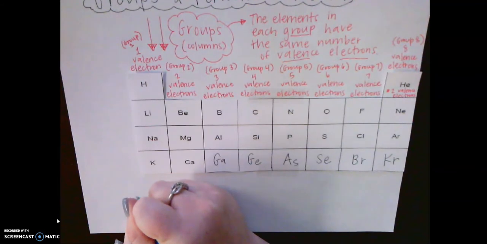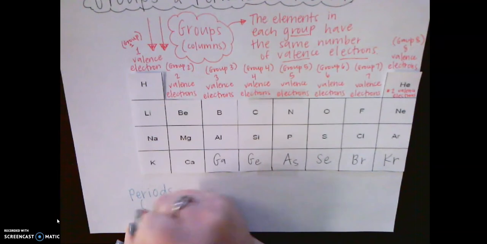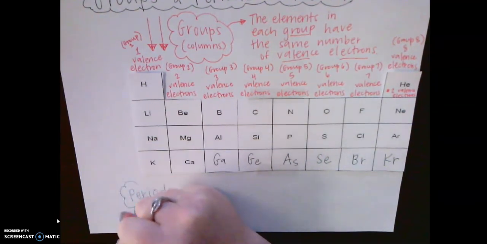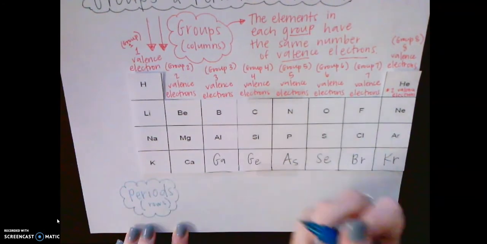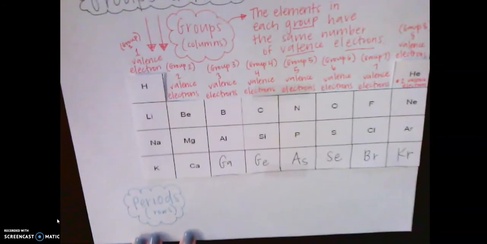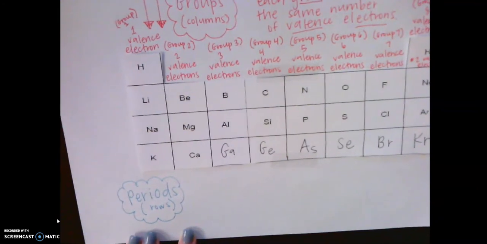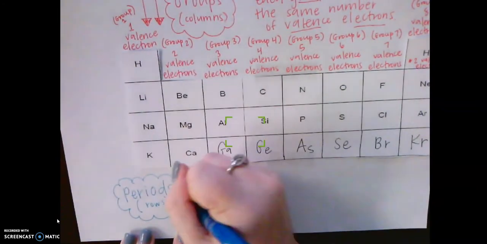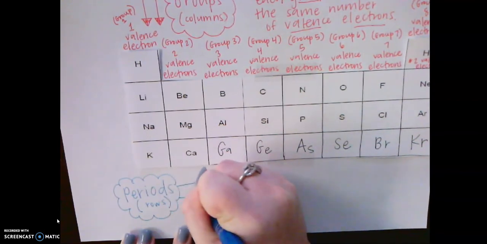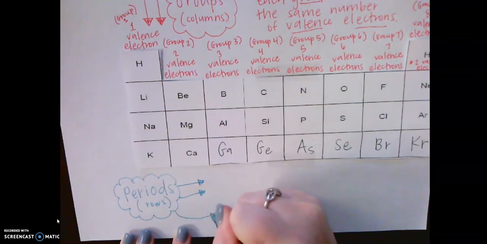So periods are going to be the rows in the table. So every row is going to have something in common. Try to zoom it in just a little bit. So I'm going to draw some little arrows to remind me what direction rows go, from left to right. And I'll write my little definition right here.